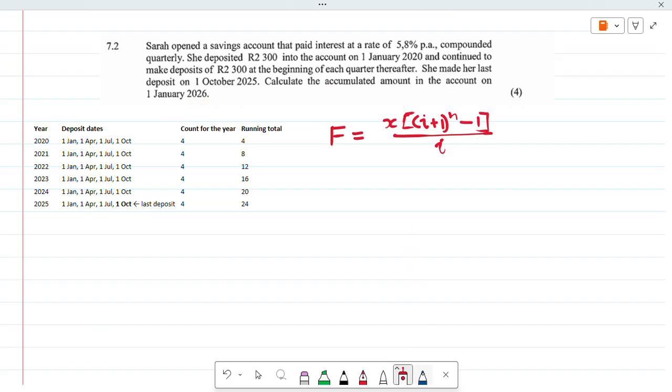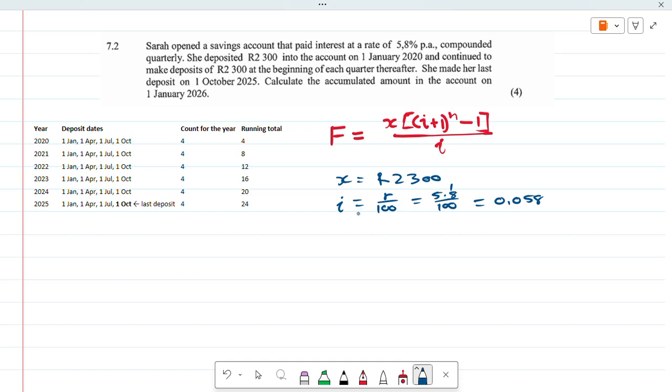Okay, we start as always by getting the easy stuff out of the way and then we focus on the hard stuff. The first thing that we can deduce from this is the value of x. What is x? X is equal to the 2,300 that she deposits each quarter, and then we figure out i. Our i is always equal to the rate divided by 100, which is 5.8 over 100. We get this from the question, right? That's going to be 0.058.